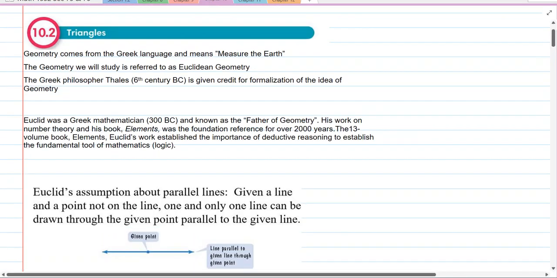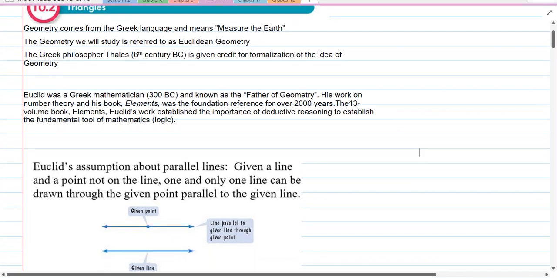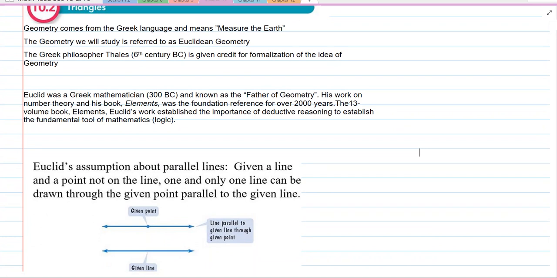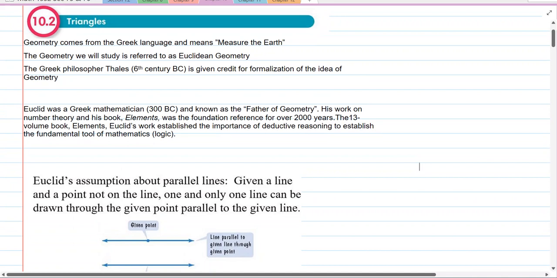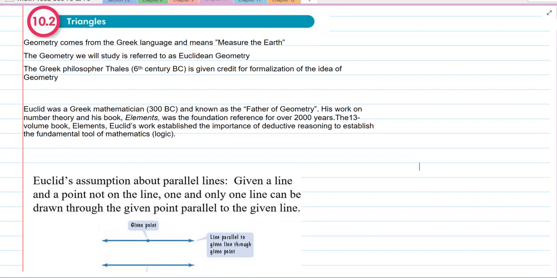Okay, we're starting chapter 10, and we're skipping section 10.1 and going right to the geometry part, which is what I think you'll be needing in your professional life as you go through the course requirements for liberal arts. Geometry comes from the Greek language that means measure the earth. So we're measuring something that is physically on our planet. And that means distance and triangles and rectangles and all that other good stuff.